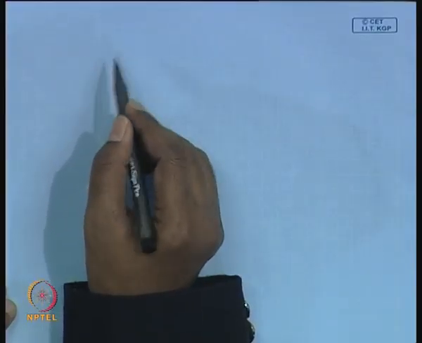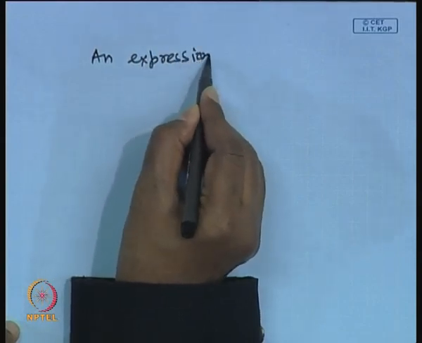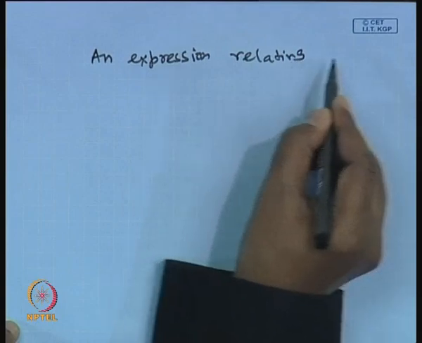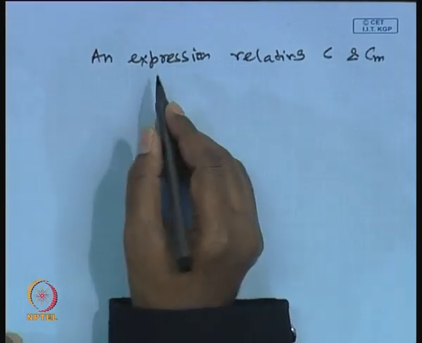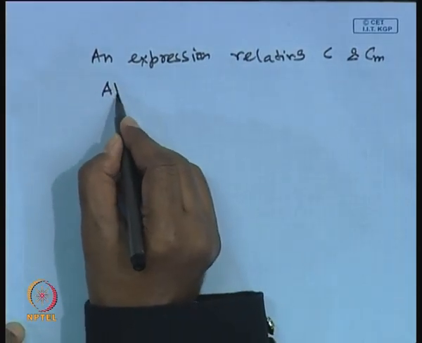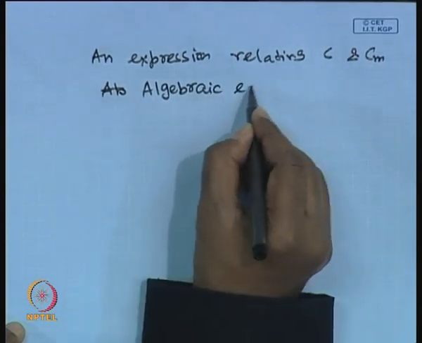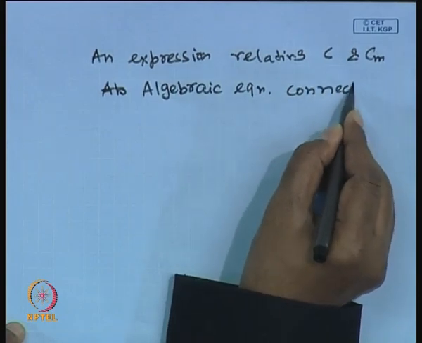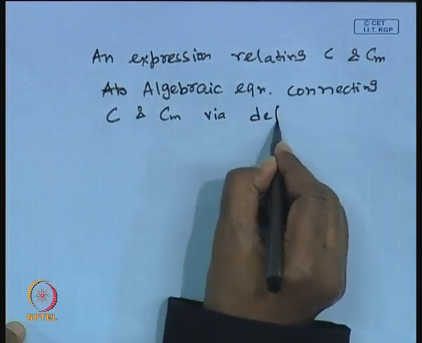Now again, if you would like to get the value of the permeate flux and permeate concentration, you must have an expression relating bulk concentration C and membrane surface concentration Cm. We have already seen that an algebraic equation connects these two, via the definition of mass transfer coefficient.